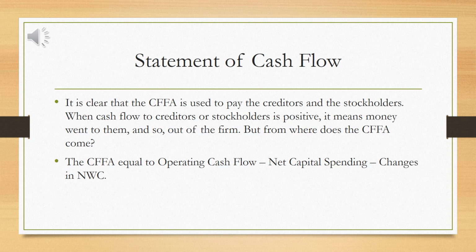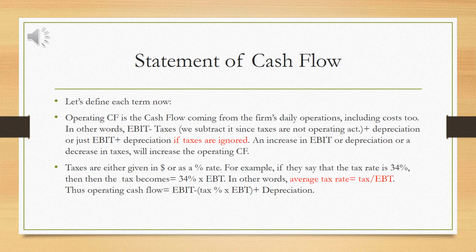Well, the cash flow from assets equals the operating cash flow minus net capital spending minus changes in net working capital. Let's define each term now. Operating cash flow is the cash flow coming from the firm's daily operations, including costs as well. In other words, it is equal to earnings before interest and tax minus tax plus depreciation, or just earnings before interest and tax plus depreciation if taxes are ignored.